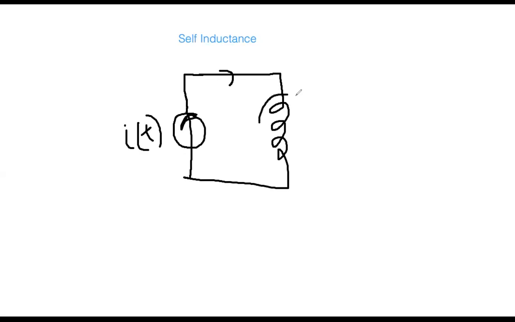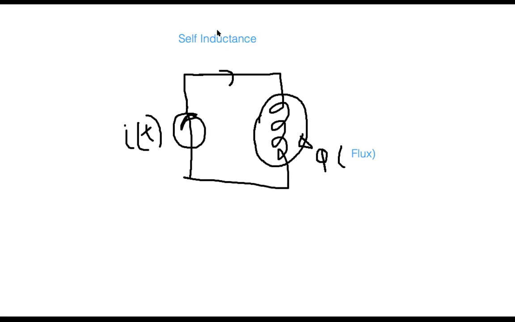There will be flux. You all know that there will be flux. This is the symbol for flux. This is the consequence or effect of flowing any current through a coil. The flux will be produced, which is called the magnetic field.